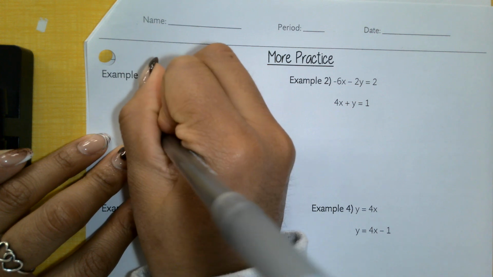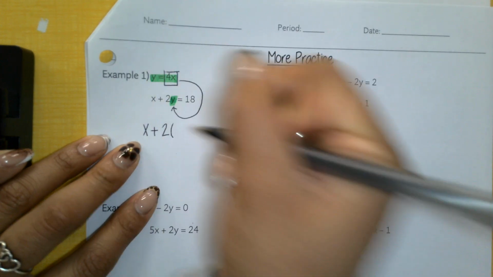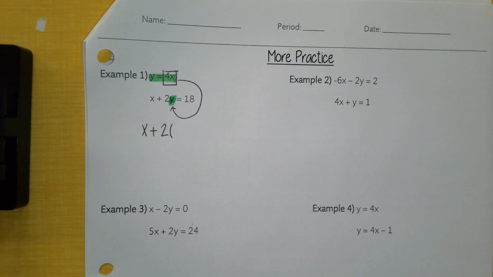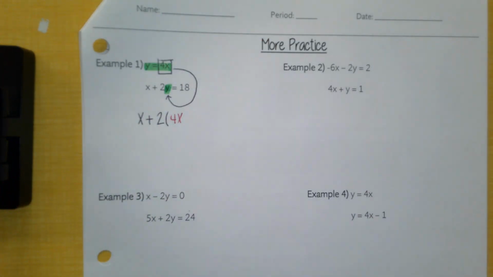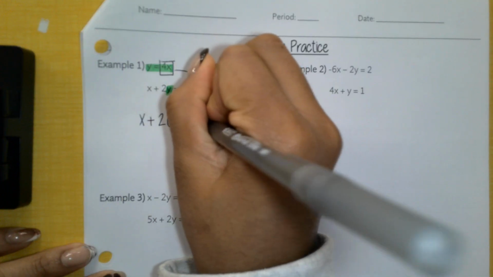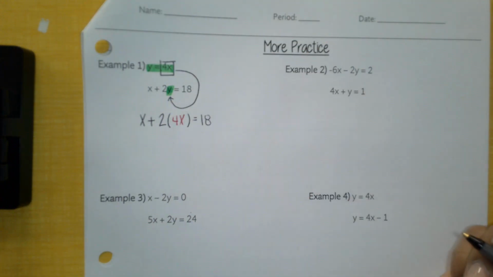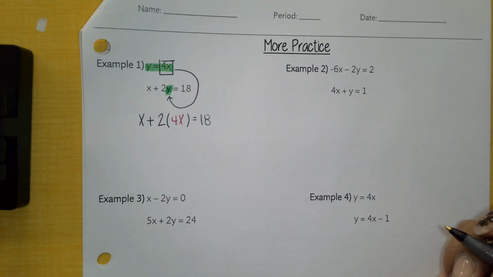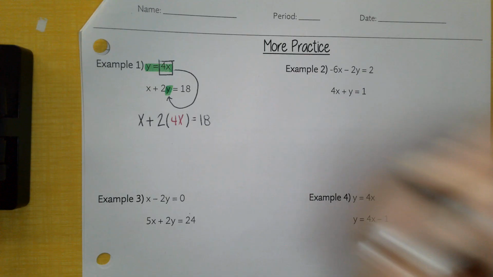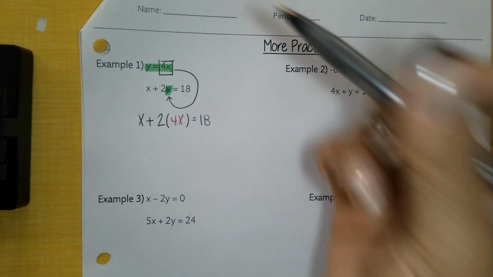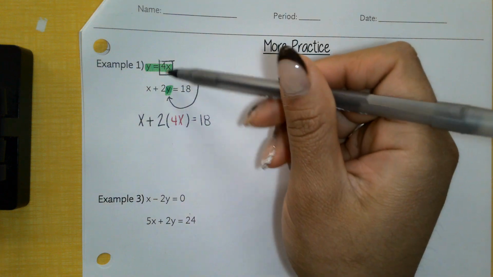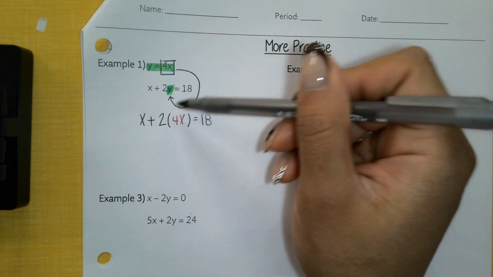All right, so we have x plus, bring down the 2, parentheses 4x. Now, if you notice, anytime I plug in a term or an equation, I put it in parentheses. Okay, so now we're going to simplify this equation. We only have x to worry about now. So again, you kind of see the pattern. We replace the y with the 4x, so that leaves us with just x to worry about.